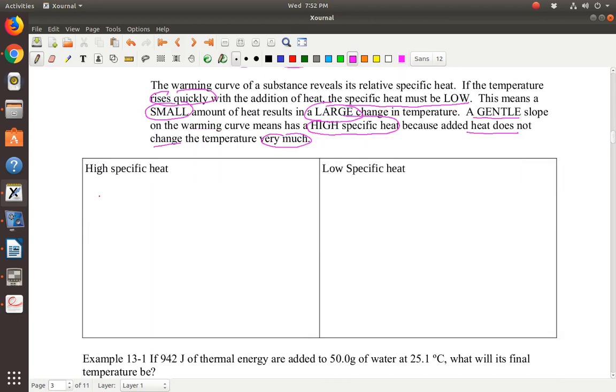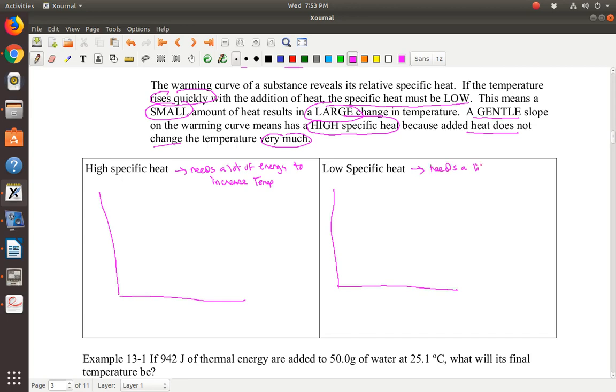Okay, we're going to try to draw these in your notes. So let's draw this, and please try to copy this in your notes, okay? We're going to draw the warming curve for both of these guys. Now, if it has a high specific heat, that means it needs a lot of energy to increase the temperature. If it has a low specific heat, it means it needs a little heat energy to increase the temperature.